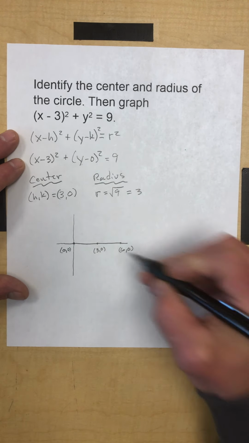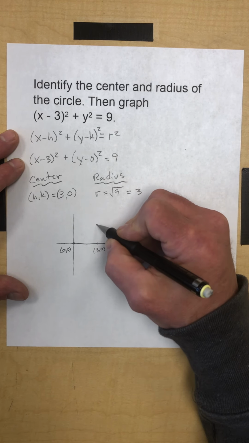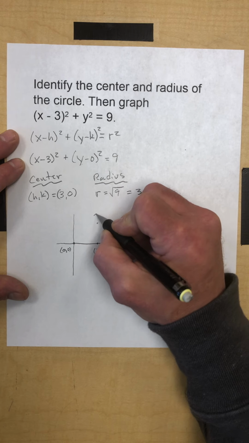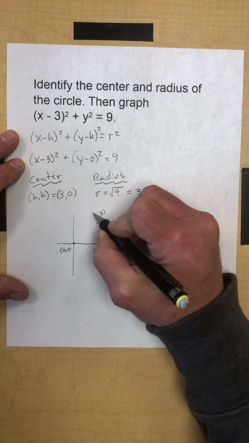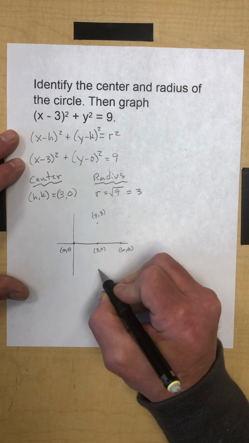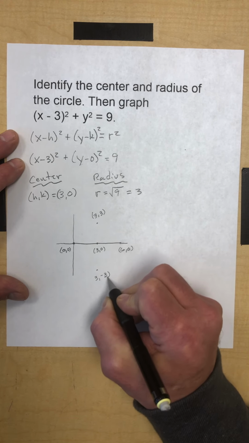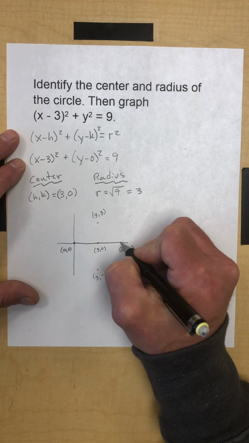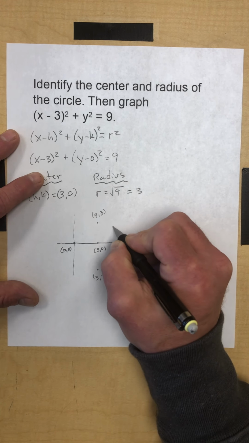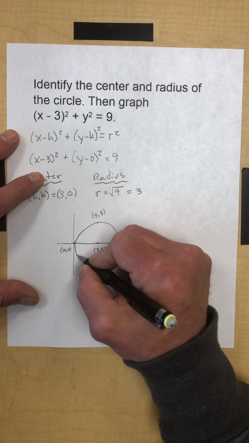Okay. And then if I go 3 up, I'd have to add 3 to the y-coordinate. So that would put me up at 3, 3. And then if I go 3 down, I'd have to subtract 3 from the y-coordinate. So that would put me down here at 3, -3. Okay, let's see. Maybe with a little bit more practice, I'll get better. Something tells me I'm not going to.